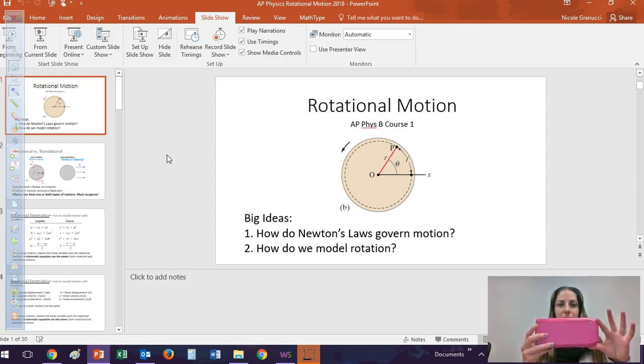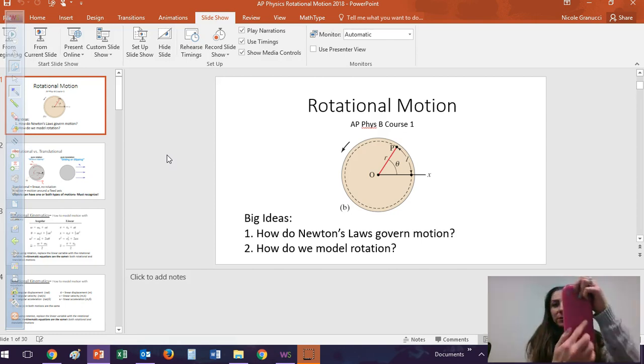Now we're going to take objects and we're going to rotate them. And we're going to find that we can model them the same way as translational kinematics, but we have a few changes to make. So when an object rotates, we have an imaginary line that goes through it called the axis. You might have heard that before. And the object rotates about this imaginary line called the axis. Now, of course, my calculator is not the best example, but you can see that.